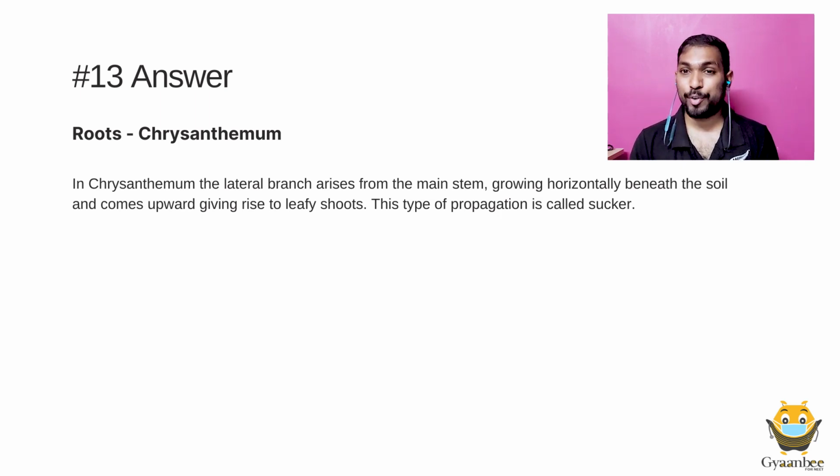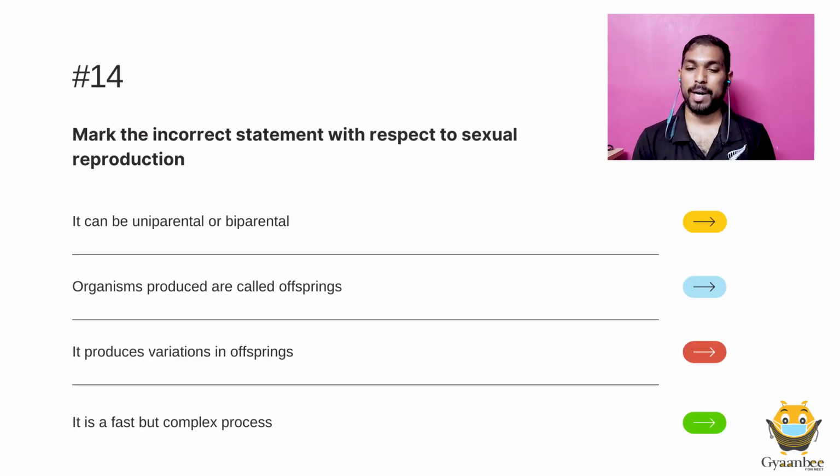All right, so question number 14, the one last question in this video. Again, an incorrect statement. Mark the incorrect statement with respect to sexual reproduction. A, it can be uniparental or biparental. B, organisms produced are called offsprings. C, it produces variations in offsprings. And D, it is a fast but complex process. Is it A, B, C, or D?